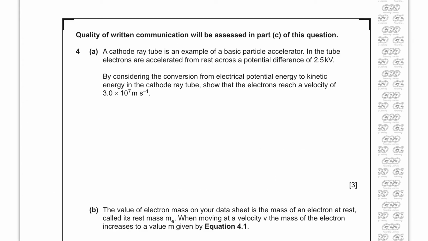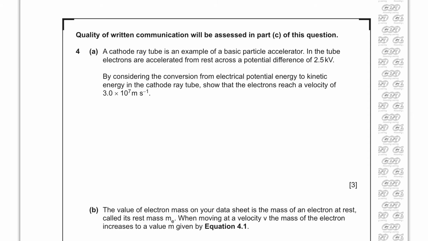4a then, a cathode ray tube is an example of a basic particle accelerator. In the tube, electrons are accelerated from rest across a potential difference of 2.5 kilovolts. By considering the conversion from electrical potential energy to kinetic energy in the cathode ray tube, show that the electrons reach a velocity of 3 times 10 to the 7 meters per second.